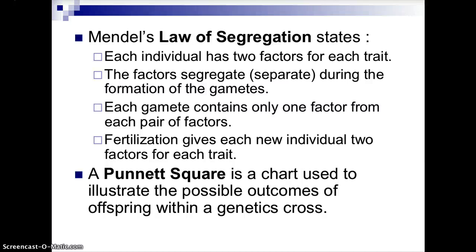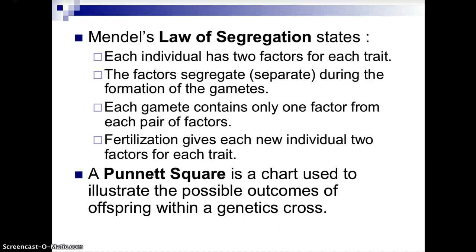Then upon fertilization, it gives each new individual 2 factors for each trait. So when the sperm meet the egg, you restore that diploid number. Each gene then will have those 2 factors, those 2 alleles represented for that gene. So how do we do genetic crosses to represent all this? We do it through using Punnett squares.